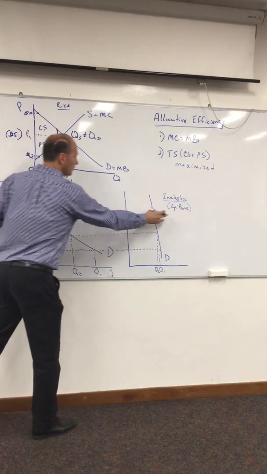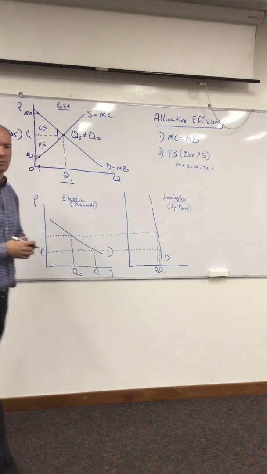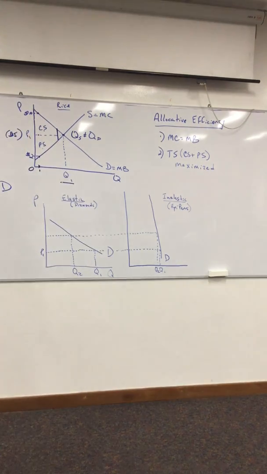So I got two goods on the board here: EpiPens and diamonds. We'd say diamonds are relatively elastic. We would say when the price rises, people will buy a lot fewer diamonds. So the quantity demanded of diamonds is very, very sensitive to changes in price.